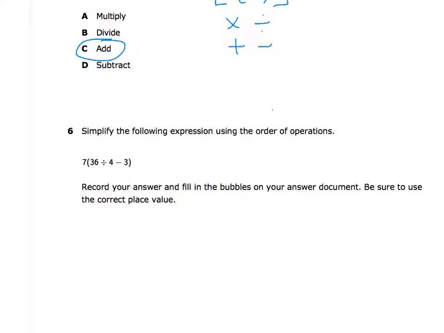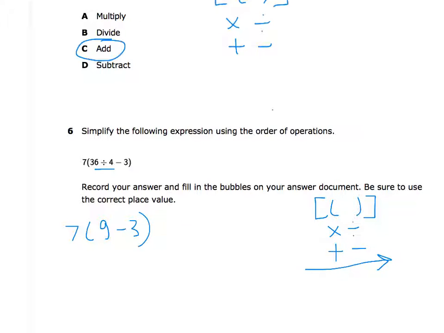Number 6 says simplify the following expression using the order of operations. So remember again, I'm going to write down brackets and parentheses first, followed by multiplication and division, numbers grouped by those, and addition and subtraction, numbers grouped with those symbols, always going left to right. So if I look at this, I have 7, and I have 36 divided by 4, so I have to do that first because it's in parentheses. And that's going to be 36 divided by 4 is 9, minus 3.